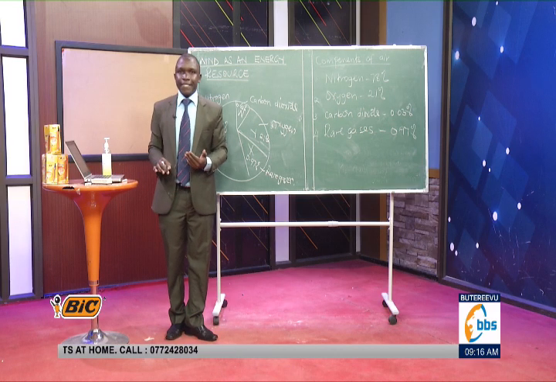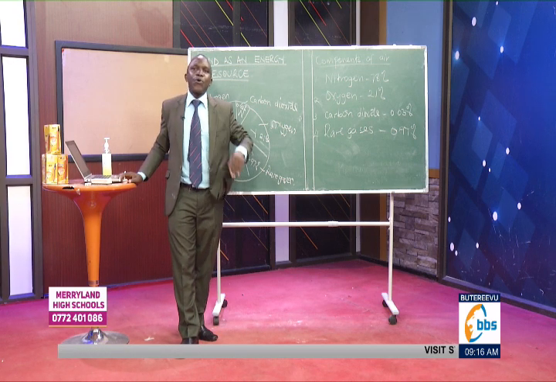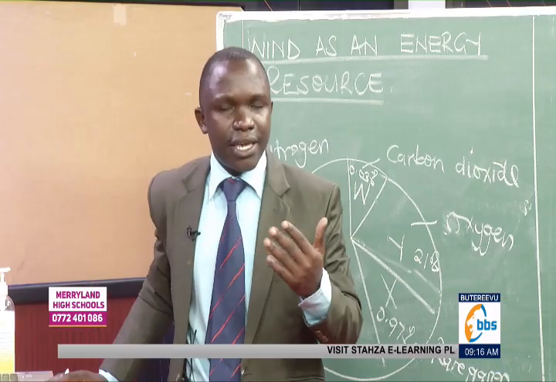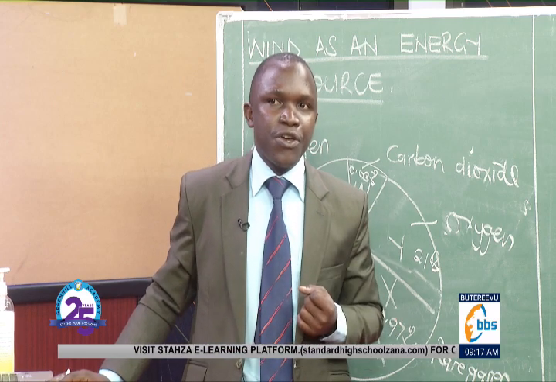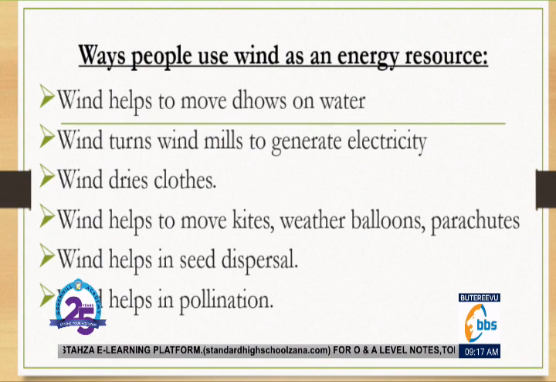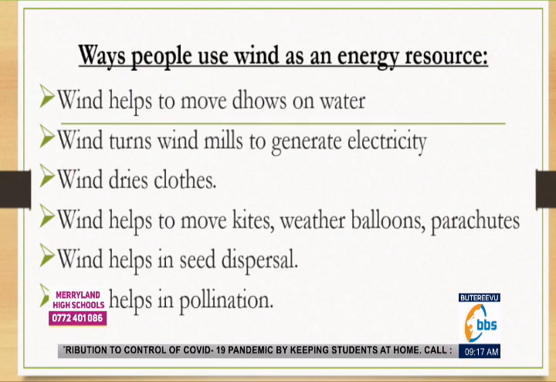Let's look at ways people use wind as energy resources. There are so many uses, but here we are going to look at how we can use wind as an energy resource. One, wind helps to move doors on water. Wind helps move doors on water. And this is very common in those big water bodies, the oceans. I know we don't have those doors here in Uganda, but wind helps move doors on water. Wind turns windmills to generate electricity.